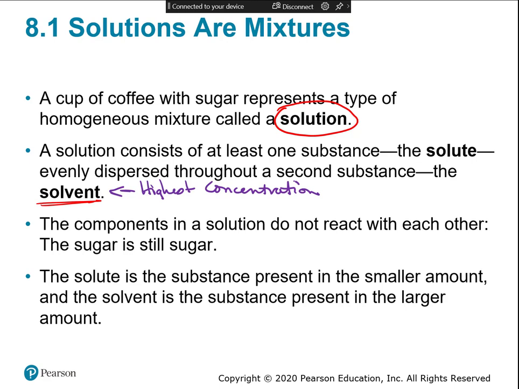And then the stuff that's dissolved is called the solutes. So solutes are always found in lower concentration. Solutes are the components in the mixture that are in lower concentration. The solvent is always found in the highest concentration. And 99% of the time, the solvent is going to be water because we're talking about living systems.